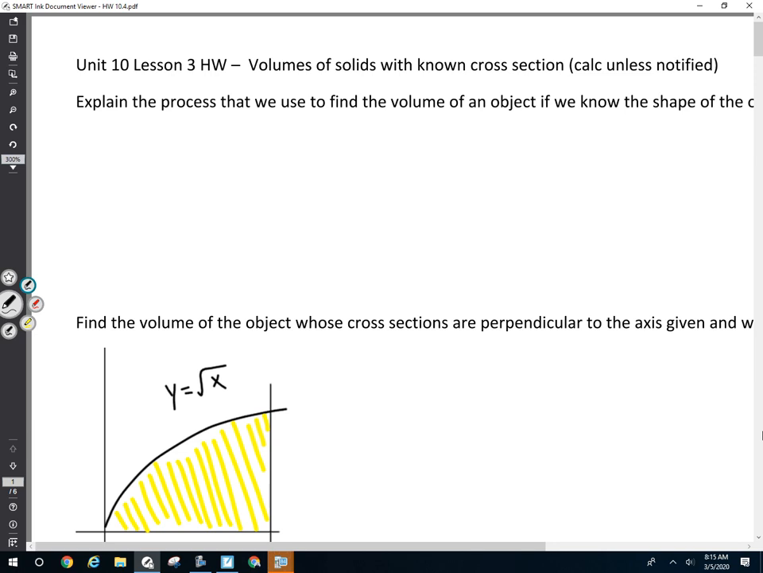All right, this is lesson 4. This is the last lesson, unit 10. Sorry about saying lesson 3. This is lesson 4. And what we are doing is we are taking a region.